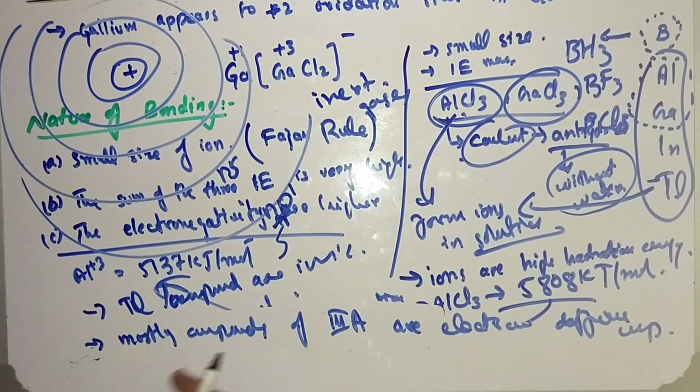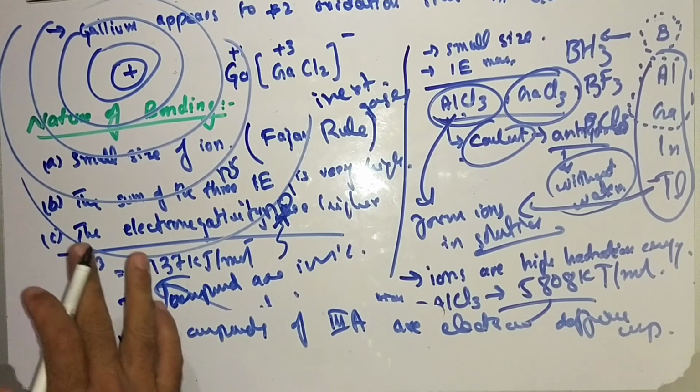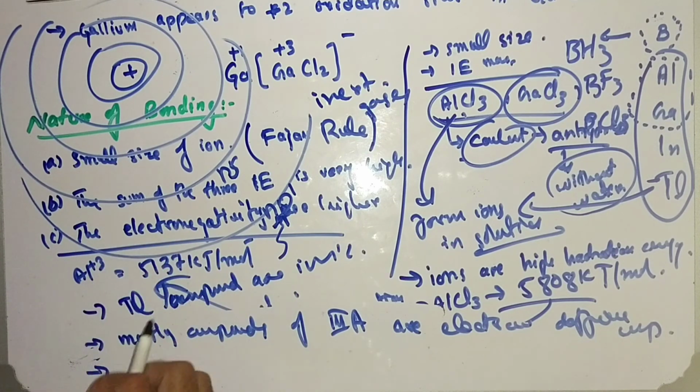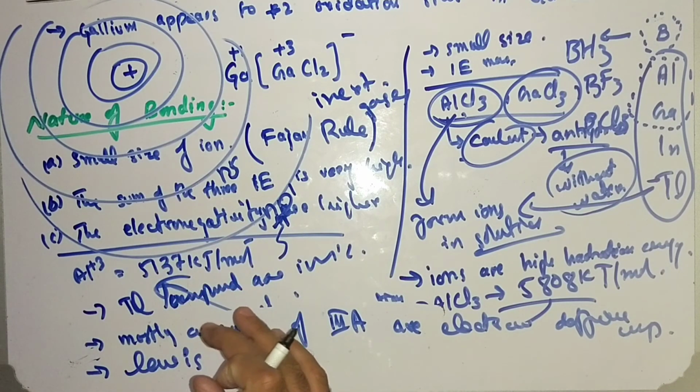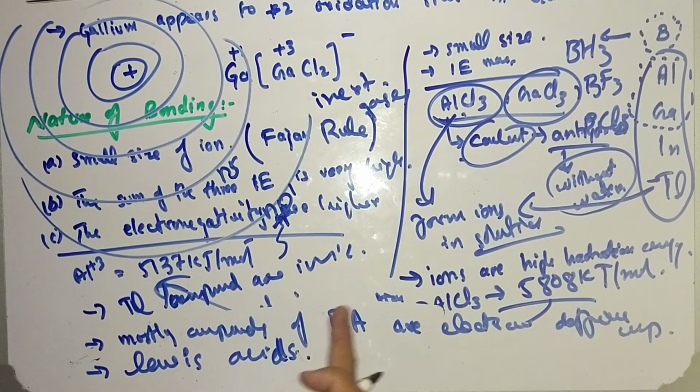Due to being electron deficient molecules, most of the compounds of the boron family are also called Lewis acids. We know that Lewis acids are those acids that can accept a lone pair of electrons. I already told you that the boron family has 6 electrons in the outermost shell, and 2 electrons are missing. That's why they can accept a lone pair of electrons, which is the property of Lewis acids.